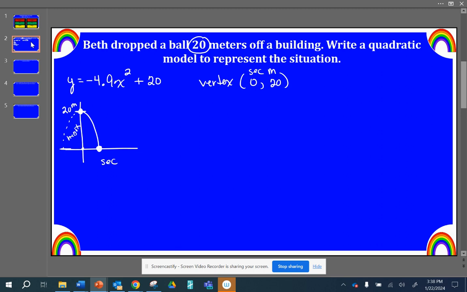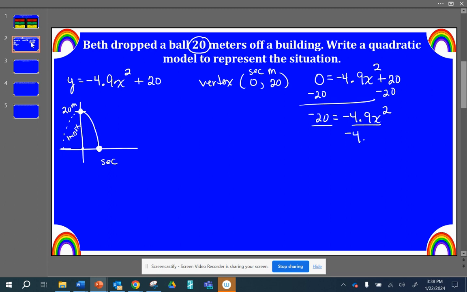Since we don't have a linear term, we can use the quadratic formula, or we can simply just solve for x. So we want to know at how many seconds the height is 0. So I'm going to replace y with 0 because our outputs represent height. So at 0 height, how long is it going to take for the object to hit the ground? So we're going to subtract 20. We're going to divide each side by negative 4.9.